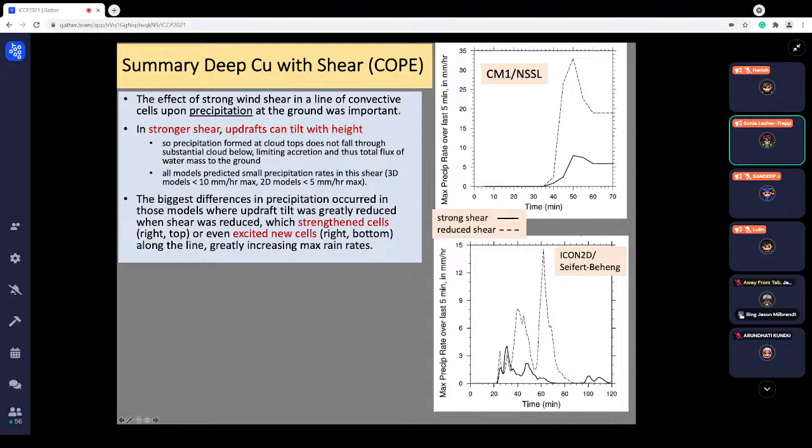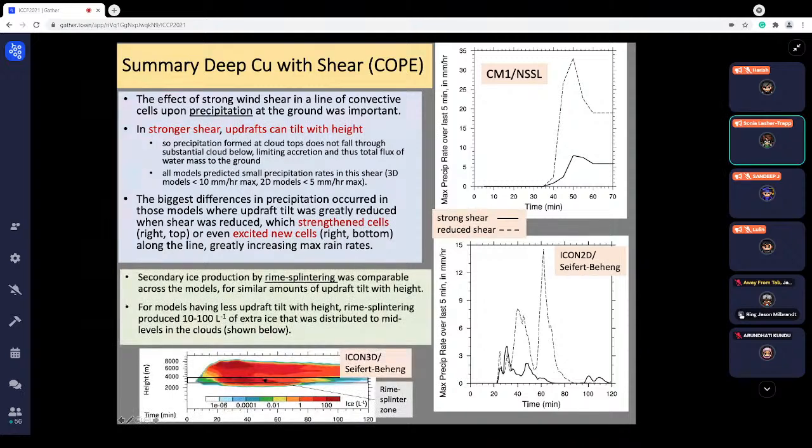When that happened, you could either get some cells that were strengthened when you decreased the shear, like the CM1 model shown in the upper right, where we got much higher rain rates, or in the ICON 2D in the lower right, there was even some initial greater precipitation output that then excited new cells. So that's when we saw the biggest differences between the strong shear and the reduced shear runs.